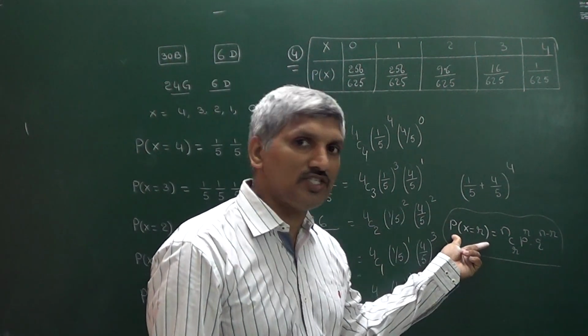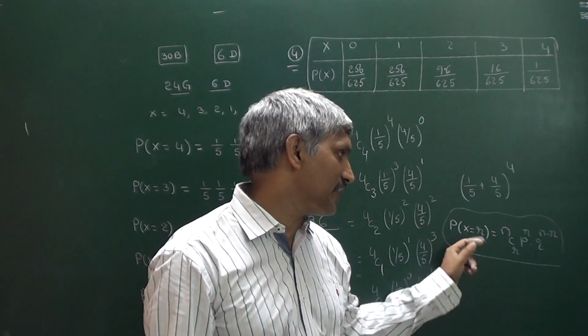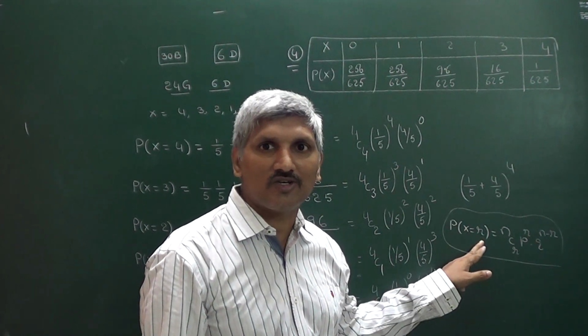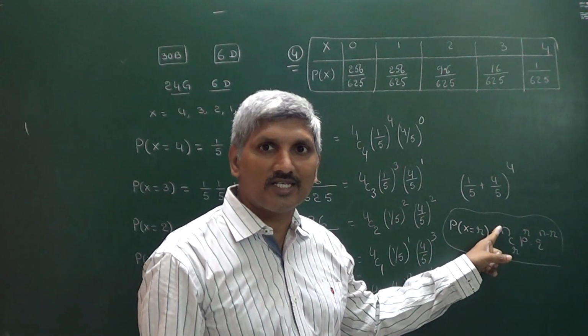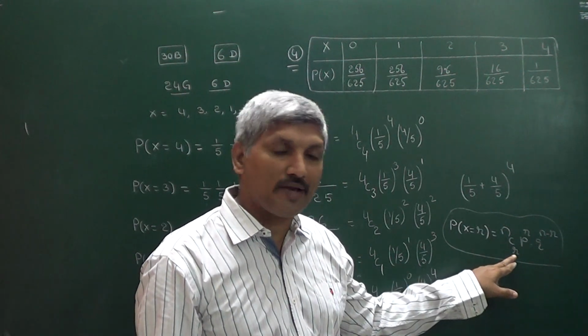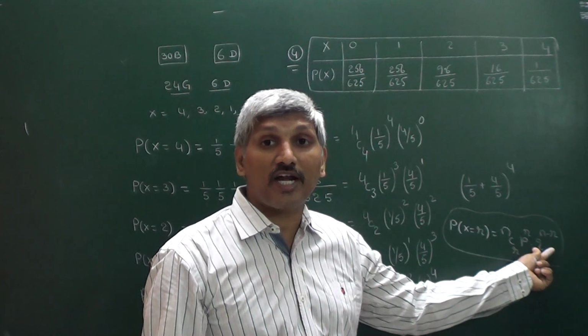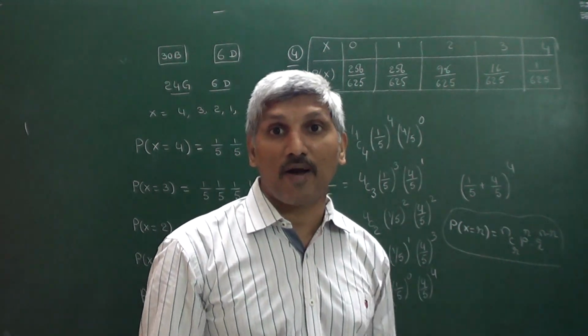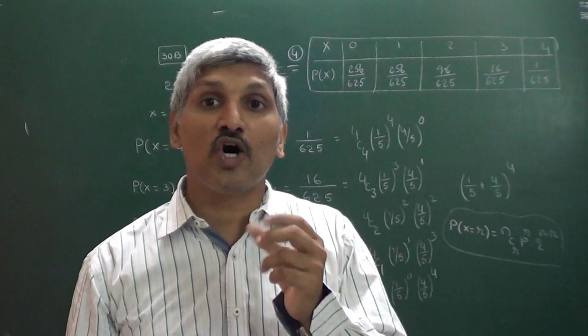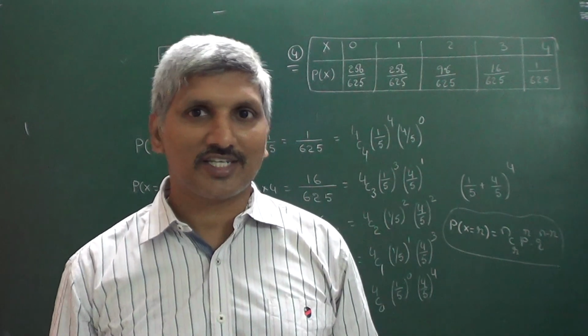So P of X is equal to R is the probability of getting success R times out of n trials, and the remaining times we have to get failure. So that is about the binomial distribution, and Bernoulli's trials we will discuss in the next class.